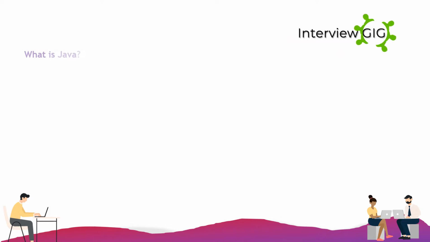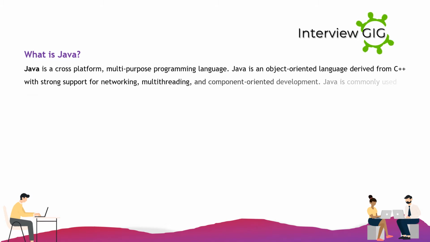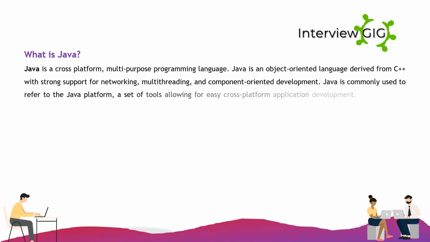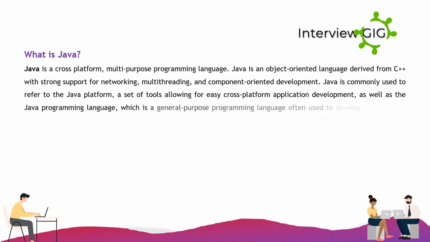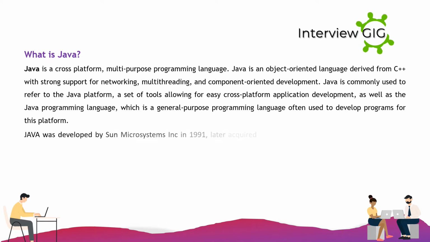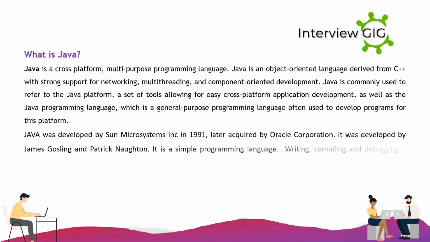What is Java? Java is a cross-platform, multi-purpose programming language. Java is an object-oriented language derived from C++ with strong support for networking, multi-threading, and component-oriented development. Java is commonly used to refer to the Java platform, a set of tools allowing for easy cross-platform application development, as well as the Java programming language, which is a general-purpose programming language often used to develop programs for this platform. Java was developed by Sun Microsystems Incorporated in 1991, later acquired by Oracle Corporation.